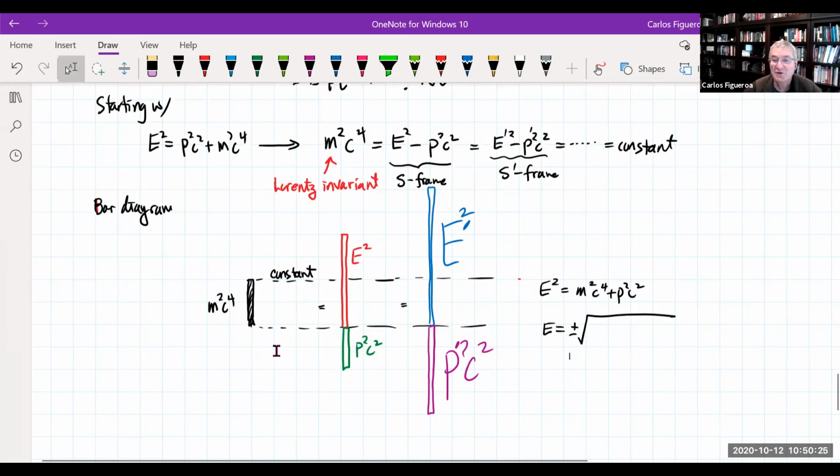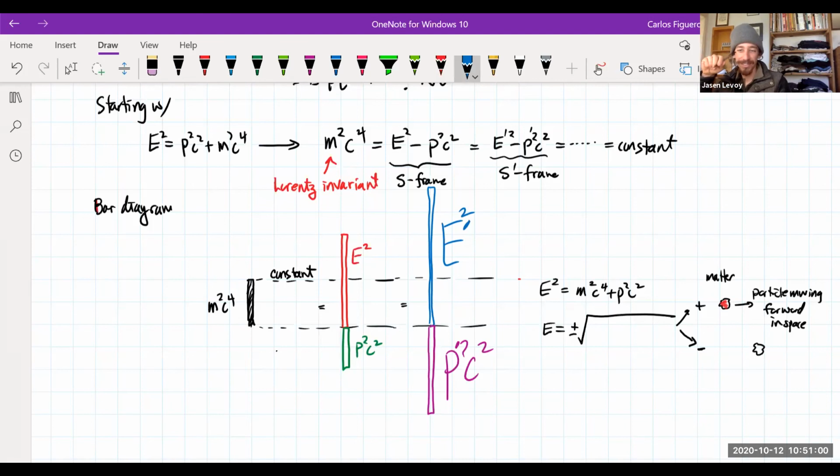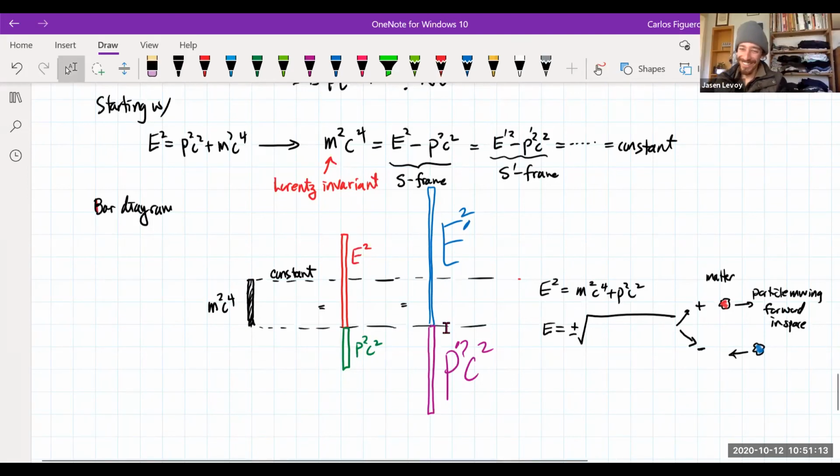And so you're going to love this. What does the plus mean? Plus means that you have a particle. So matter is a particle moving forward in space-time. Dude, you ready for this? With the minus, you have a particle doing what? Moving backwards in time. Yes, baby, it's moving backwards in time. Or you reinterpret it as an antiparticle moving forwards in time. Dude, is that not deep?